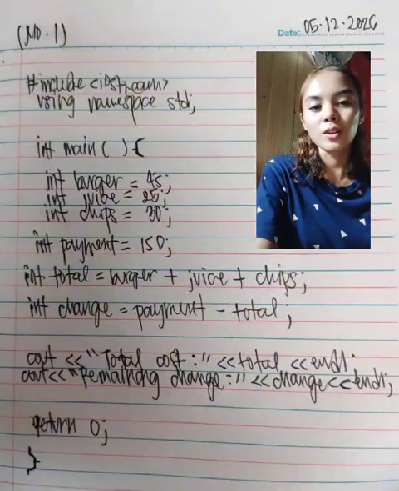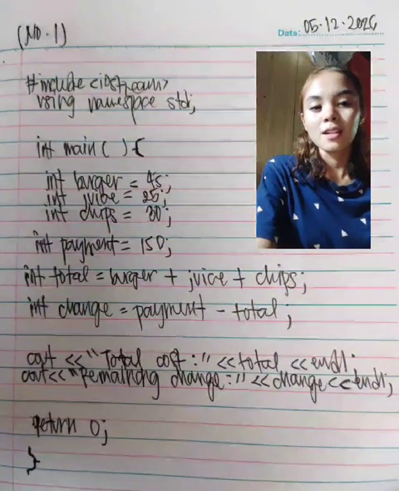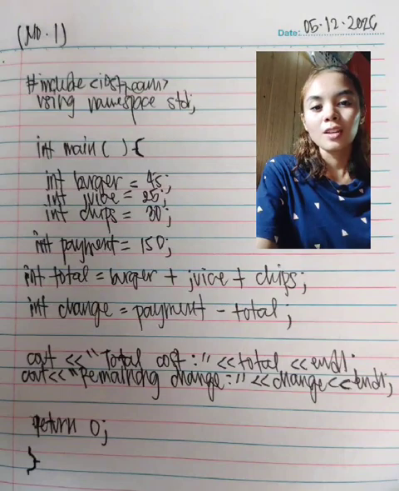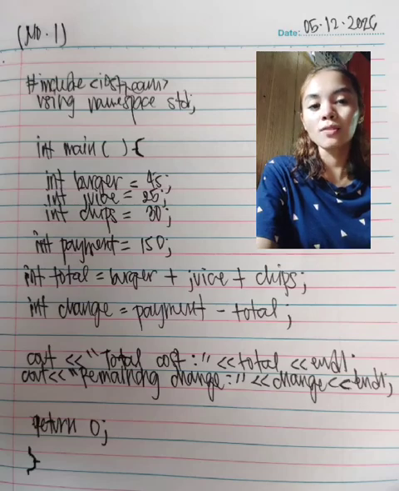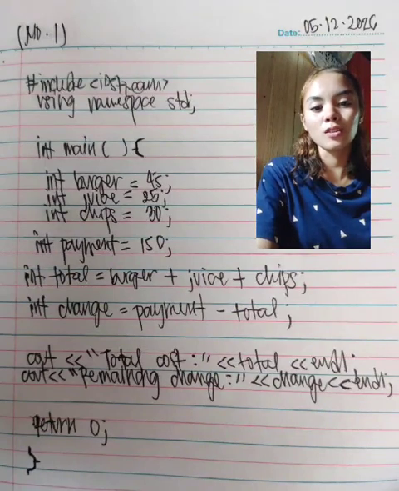int change = payment - total. It uses the subtraction operator to find the remaining money after payment. Calculation: 150 minus 100 equals 50. The result is stored in the variable change.